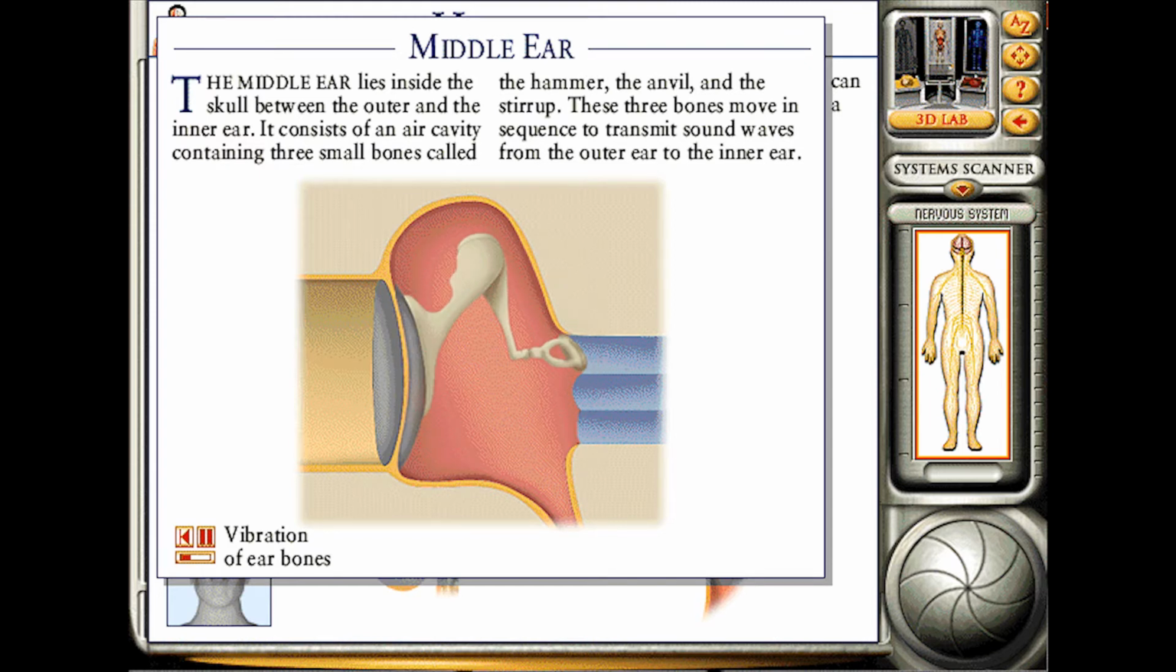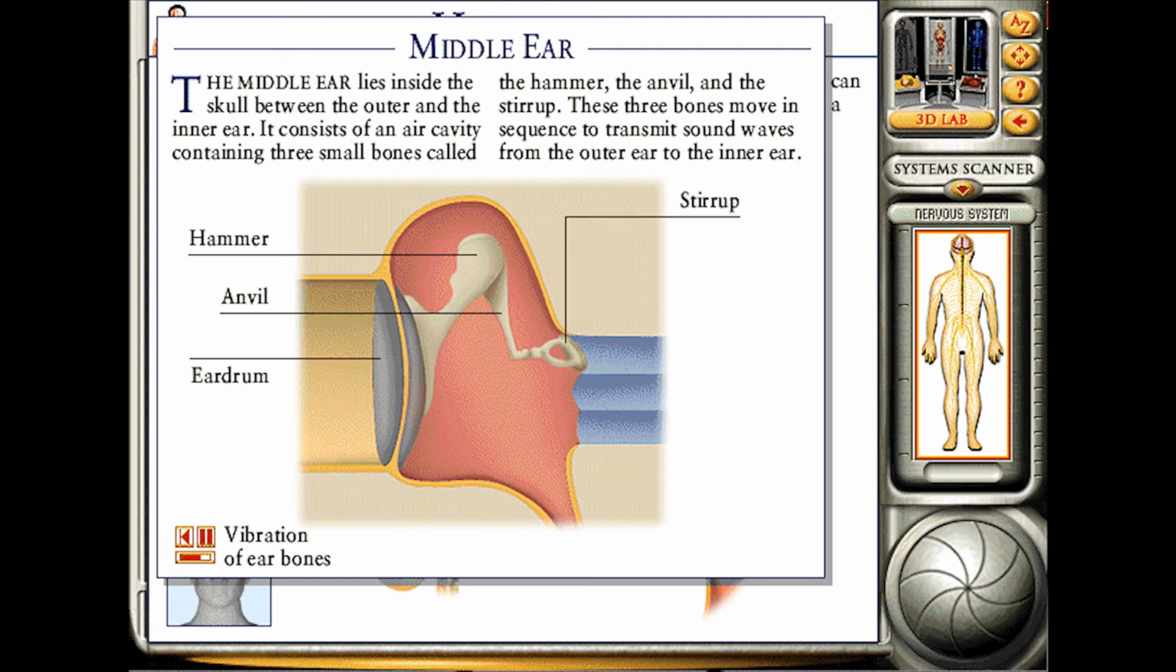Sound waves in the outer ear hit the eardrum and cause it to vibrate. These vibrations are transferred to your middle ear via the hammer. The vibrating hammer moves the anvil, which in turn moves the stirrup. The stirrup vibrates against the membrane across the oval window, causing the inner ear fluid to move. Now the sound vibrations have been transferred from the outer ear to the inner ear.